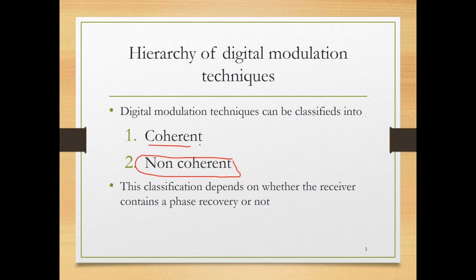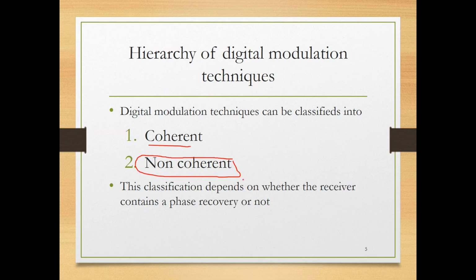Coherent, we prefer to use coherent when we care most about quality. When you care most about quality, it enhances your quality in terms of bit error rate and throughput, but at the expense of complexity. Since you require perfect synchronization between the two, you increase the complexity of your receiver a little bit more.